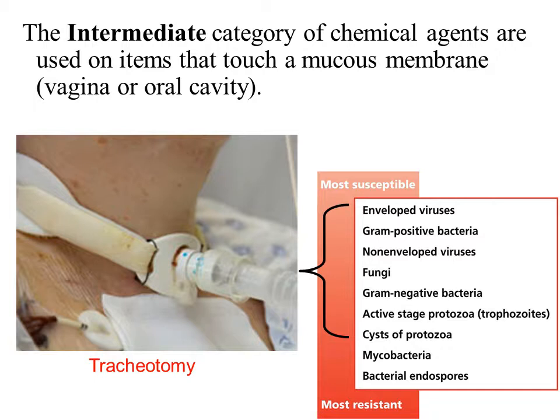The intermediate category of chemical agents will be used on items that touch a mucous membrane, such as the vagina or the oral cavity. So if a tracheotomy is performed, the plastic tube that is inserted into the trachea must be cleaned. It will be cleaned with a disinfectant that falls into the intermediate category.